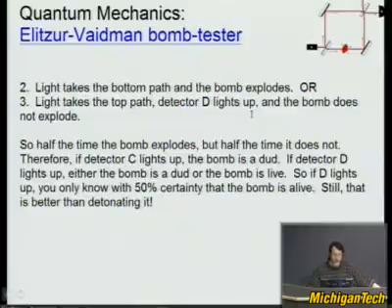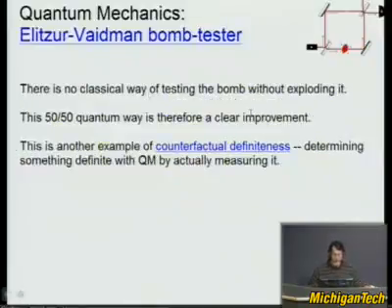Therefore, if detector C lights up, the bomb is a dud. If detector D lights up, either the bomb is a dud or the bomb is live. So if D lights up, you know with only 50% certainty that the bomb is alive. Still, that's better than not detonating it. So what do we learn? There is no classical way, without quantum mechanics, of determining if the bomb is live without exploding it.